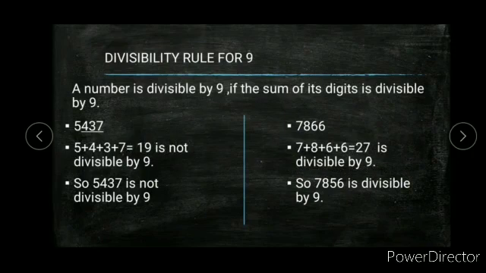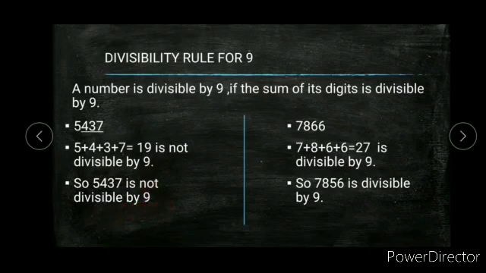In 9, you are supposed to check the sum of the digits. Likewise, it is the same as the divisibility test for 3. See that the given number should be a multiple of 9. That is 5437. The sum of the digits is 19. So 19 is not divisible by 9, or it is not a multiple of 9. So the number is not divisible by 9.